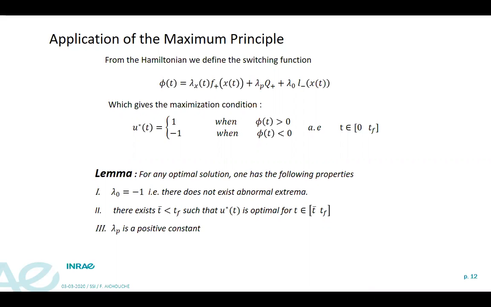So we begin with the first lemma. For any optimal solution, one has the following property: lambda 0 equal to -1. There does not exist abnormal extrema. There exists T bar inferior to TF such that E star is optimal for T belonging to T bar, TF, and lambda P is a positive constant.